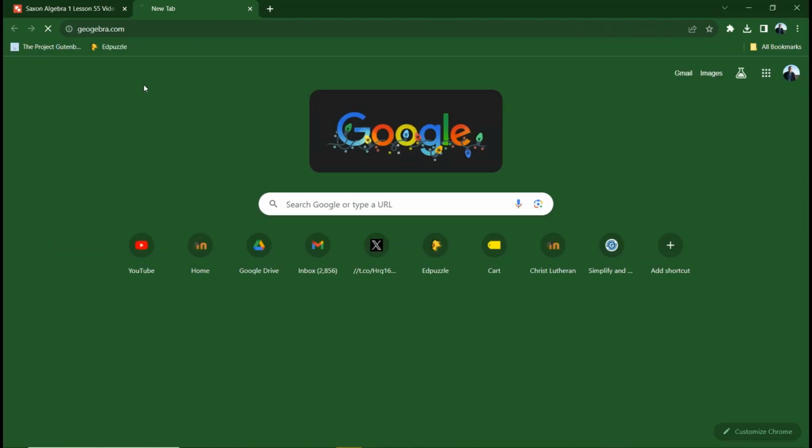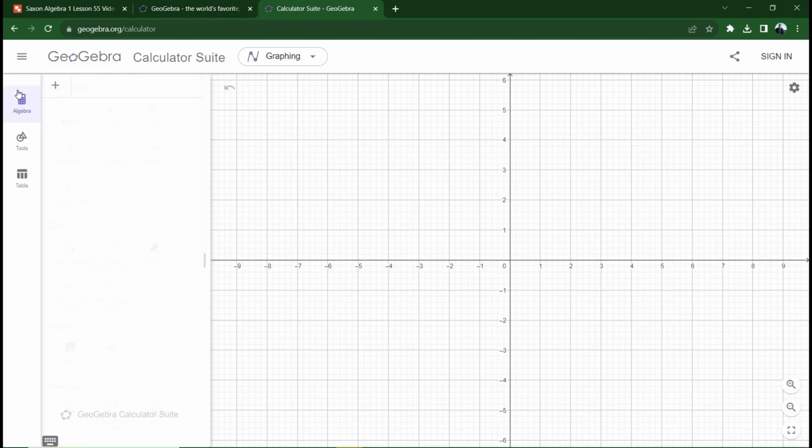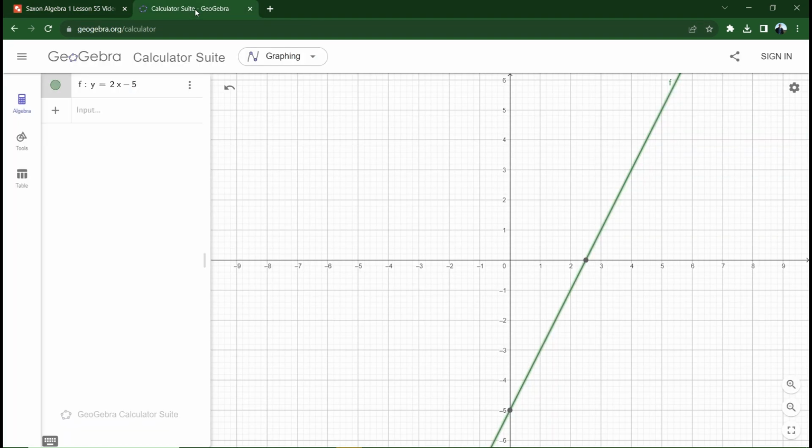Y equals 2x minus 5. So I'm going to go to GeoGebra. We're going to start calculator, and we're going to delete any old stuff I have in here, and we're just going to type in that exact equation. Y equals 2x minus 5. There is that graph. Now the second equation, y equals x minus 3. Y equals x minus 3.